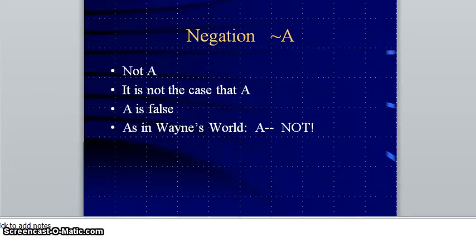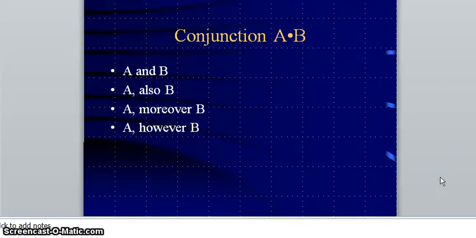Okay, so negation is like a negative sign in math. It's not A, so if I see tilde A, it means it's not A. It's not the case that A is true. Or in Wayne's World, A, not. So if you remember that far back, that's kind of dating myself. But you get the idea, it's not A.